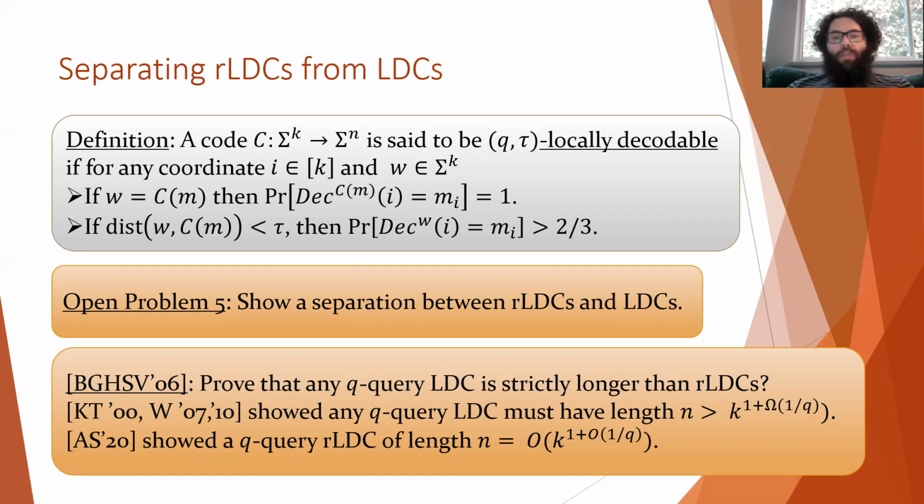Okay, so the problem is to show a separation between relaxed locally decodable codes and locally decodable codes. And the way to do it is to show a separation in terms of the length of the two objects.